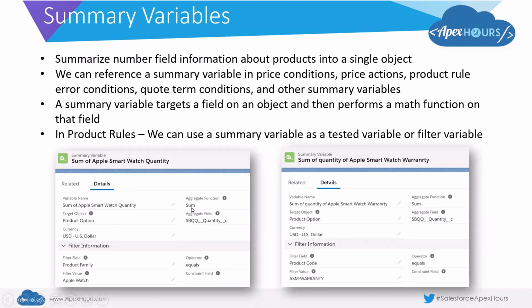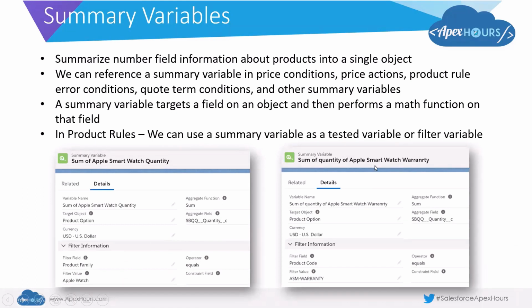So we are looking at sum of quantity of the product family. Basically what we are trying to filter is the product option, which have product family equal to Apple Watch. So my Apple Watch Series 5 and Series 6 belong to a product family called Apple Watch. So the aggregate function defines what kind of math function I want to do and on what particular field. And the object is going to be product option. So I only wanted the sum of the quantity of all product options which belong to the product family Apple Watch.